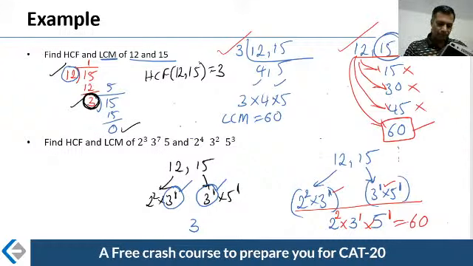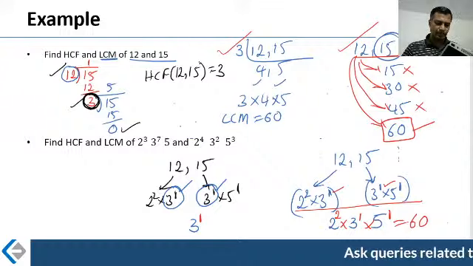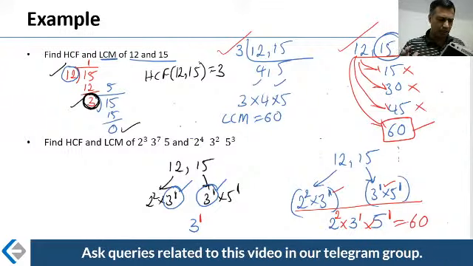3 is a common prime between the two. What is the least power? It doesn't matter where you look, it is 1 only. Therefore, you are looking for 1. That gives me the HCF of the given numbers. Pretty simple. There are two approaches to find the LCM and HCF. You have this and you have this.